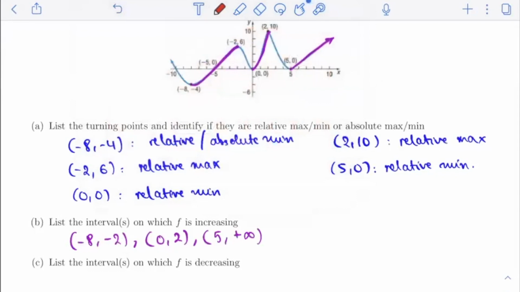Okay. Now, the intervals on which the function is decreasing are the interval from negative infinity to negative 8, from negative 2 to 0, and from 2 to 5. And when you look at the graph, there's no constant part on the graph, so you can just say not available or none for the interval of constant function.